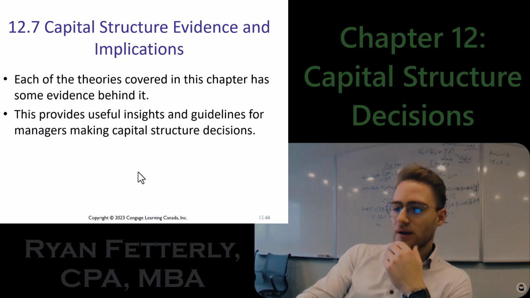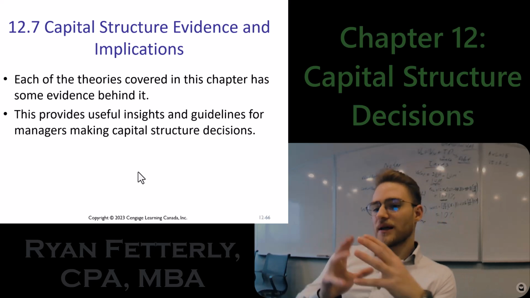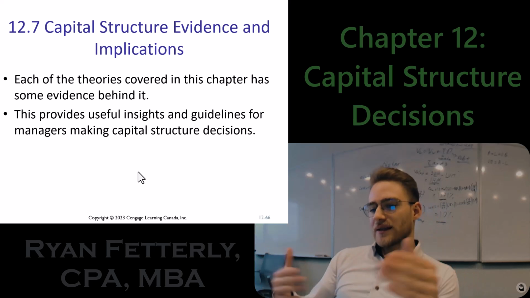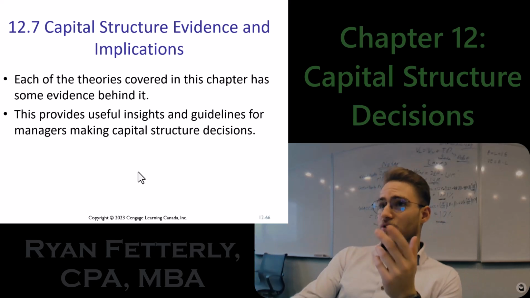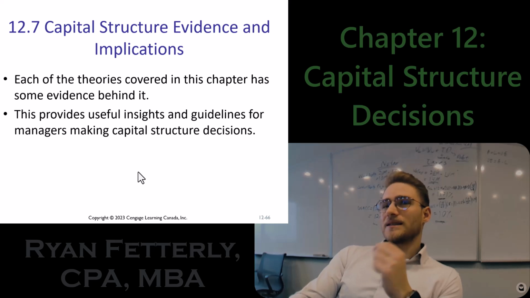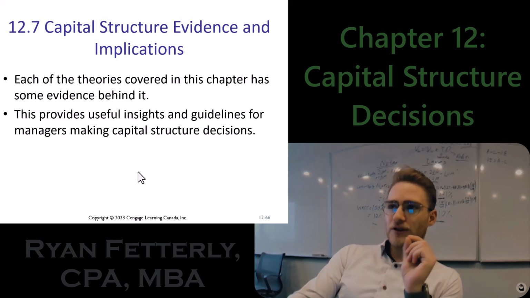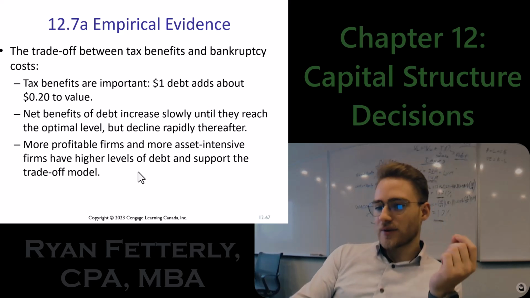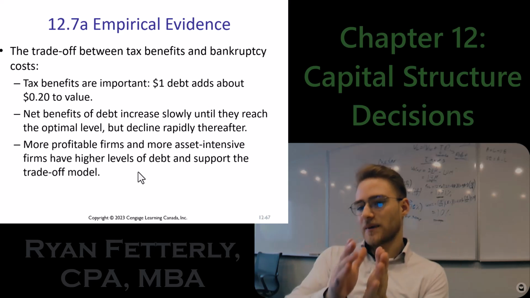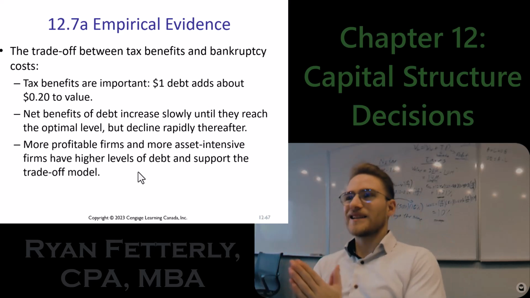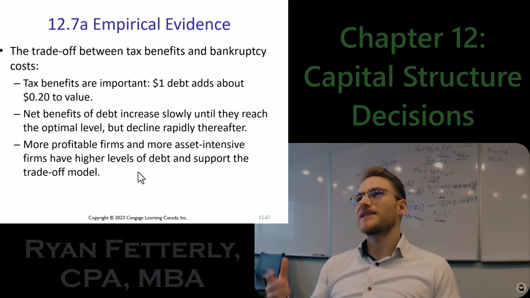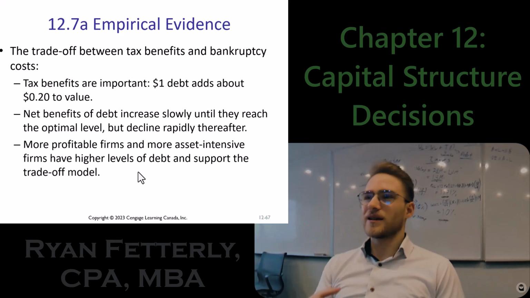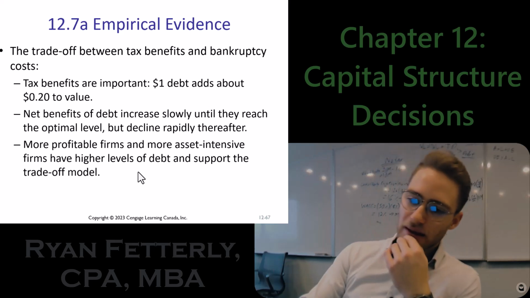So, capital structure: evidence and implications. Each of the theories covered in this chapter has some evidence behind it. This provides useful insights and guidelines for managers making capital structure decisions, but different theories tend to apply to different circumstances in different companies, okay? So empirical evidence: the trade-off between tax benefit and bankruptcy costs. Tax benefits are important. $1 in debt adds about, say, 20 cents in value to the firm. That's about the corporate tax rate, about 26%. The corporate tax rate in Ontario is about 26.5%, honestly.